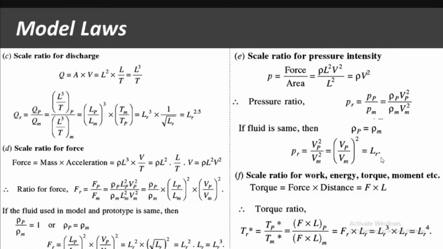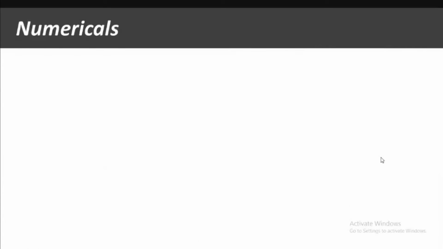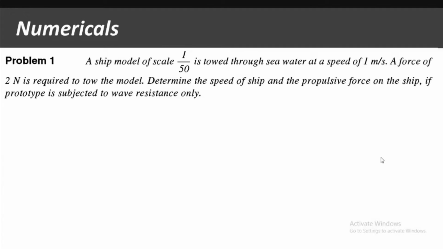आंसर विल बी PR इक्वल्स टू LR। तो आपको ये रिलेशंस MCQ के फॉर्म में पूछ सकते हैं। ओके, तो आपको ये थोड़ा अच्छे से करना है। आफ्टर दैट नेक्स्ट इज numericals, or we will see one numerical on Weber law. So a ship model of scale 1:50.